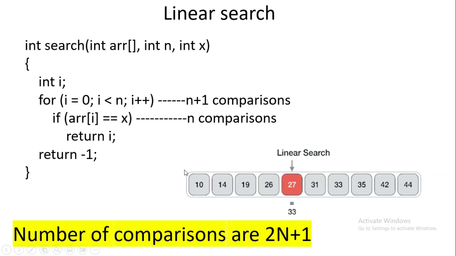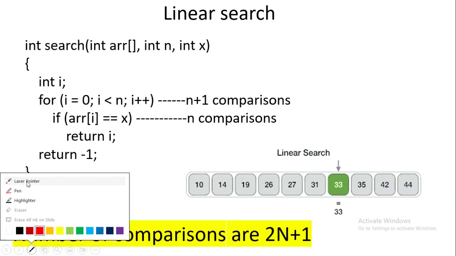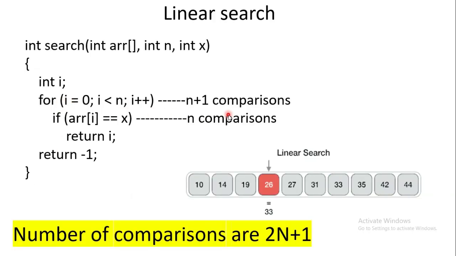In the last video, we have seen how it works. In linear search, every iteration performs two comparisons. One for checking whether the current index is within the array, and the other for checking whether the current element is the same as the element to be searched.